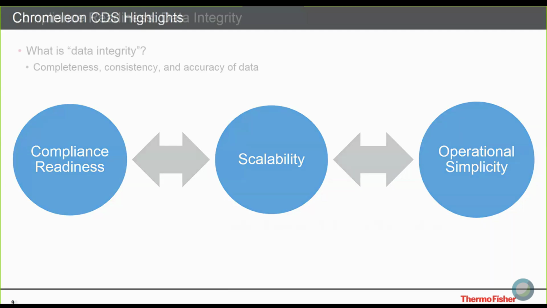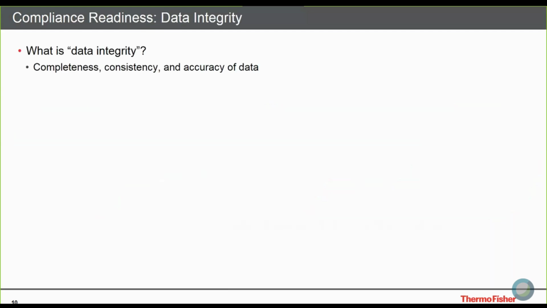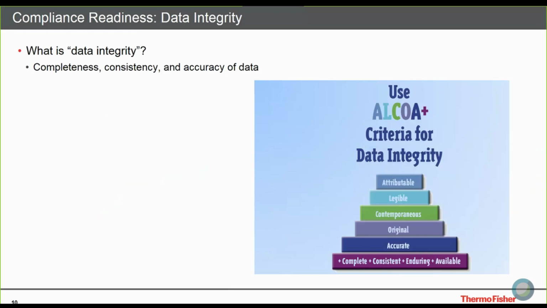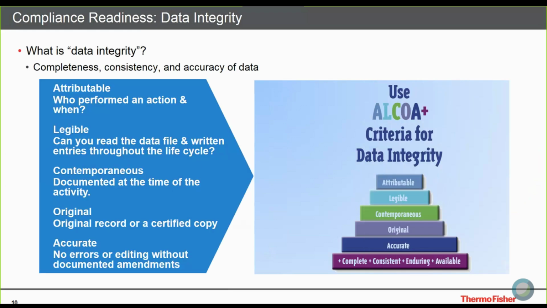So I'm first talking about compliance. We have to talk about what does data integrity mean? And it really means that you can demonstrate the completeness of your data, that you've captured it all, that you're consistent in the capturing of that data, and of course that your data are accurate. And this is tied in together with the ALCOA idea. Who performed the action? Is it legible? Was it documented at the same time of the action? And have you maintained the original record? And of course, accuracy, that everything must be documented.